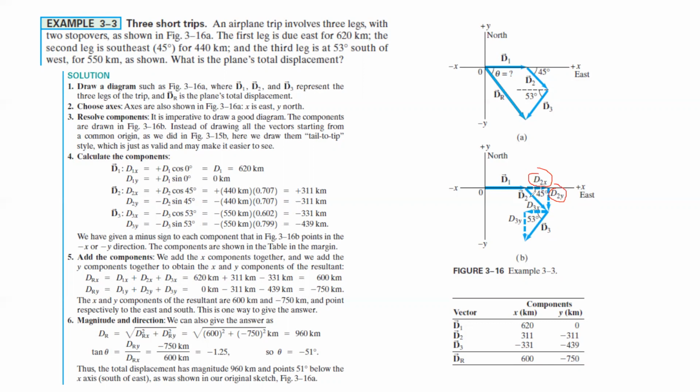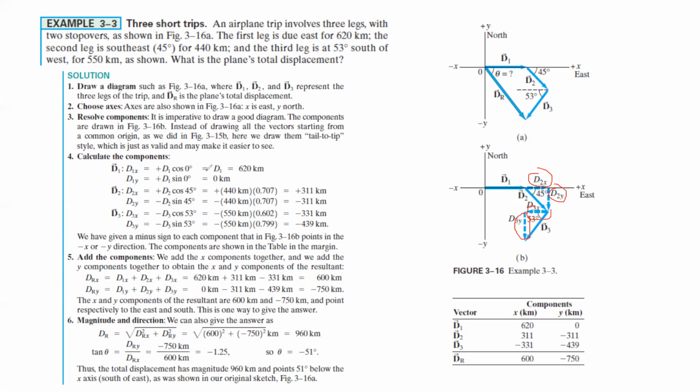And of course, this is an angle of 45 degrees. And D3, of course, you can also have the x component here and the y component. So it will just show that both tail-to-tip will give you the same answer, because if you connect it, you will get the same answer. Okay, so how to have the components now? You can have D1x is equal to D1 cosine 0 degrees, because it is 0 degrees here. So D1 is 620 kilometers.